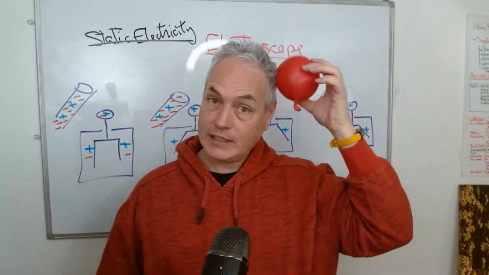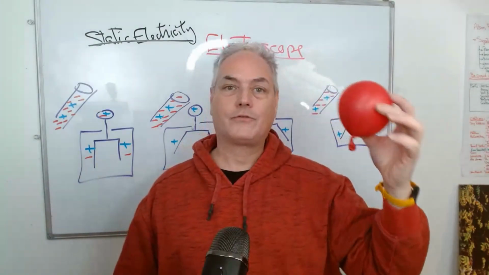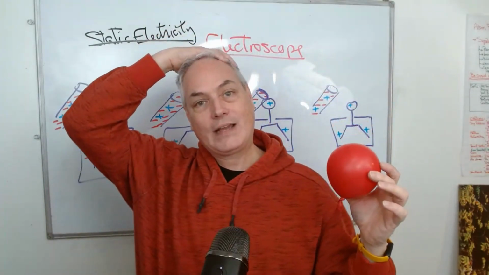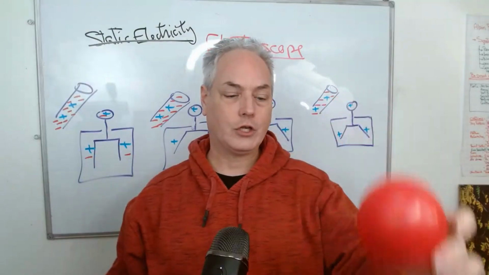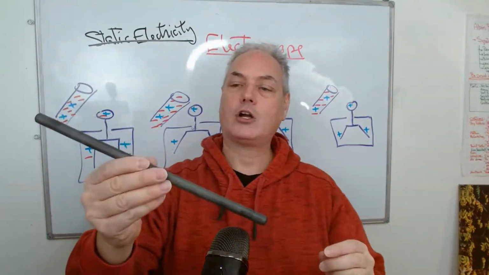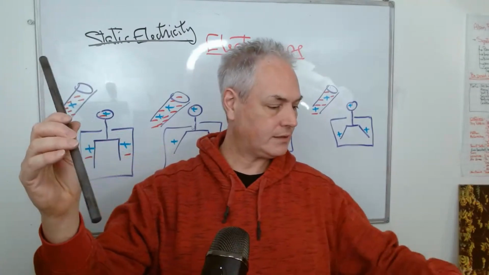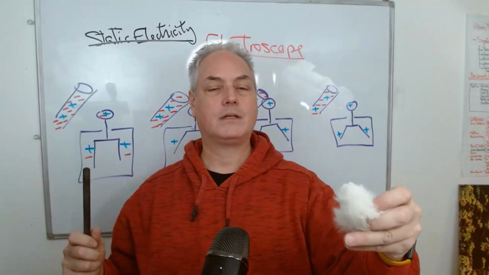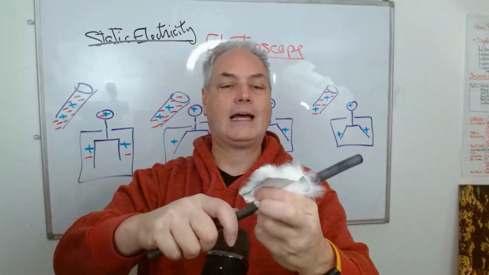So if I take the balloon here and I rub it on my hair, the friction will take electrons from my hair and they will jump onto the balloon right here. Here is another example. This is a hard rubber made of ebonite. I have some rabbit's fur and I create some friction.